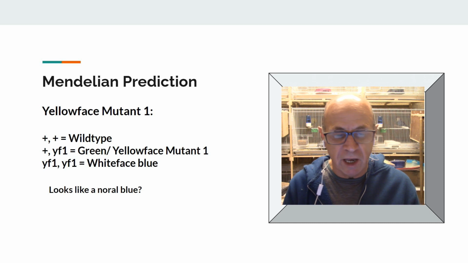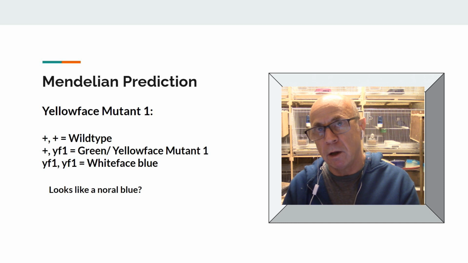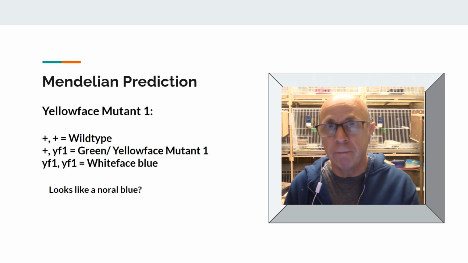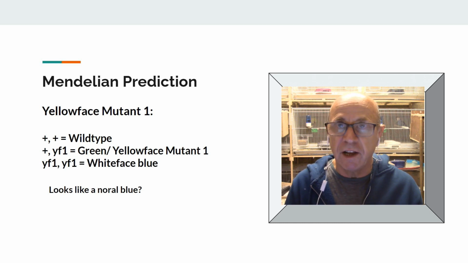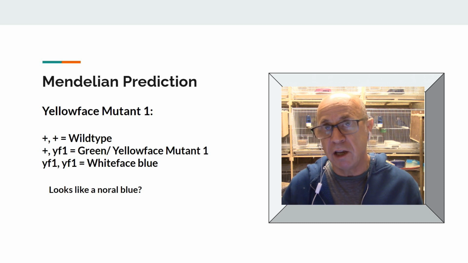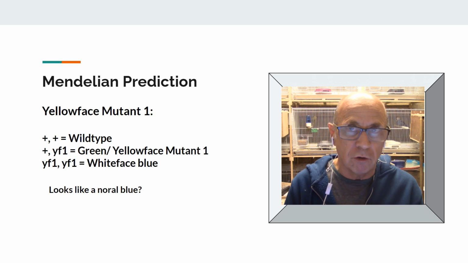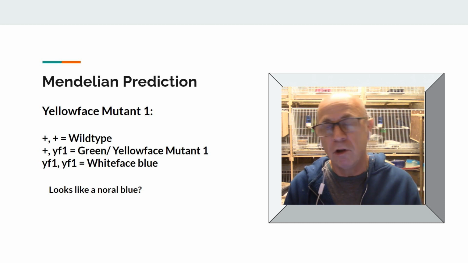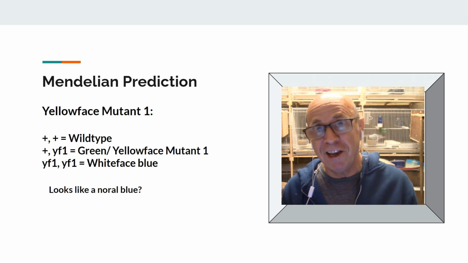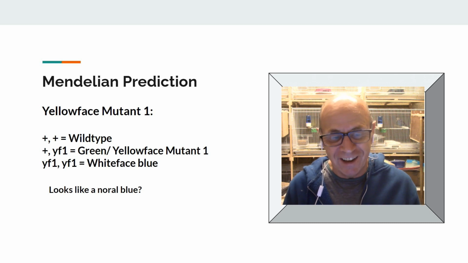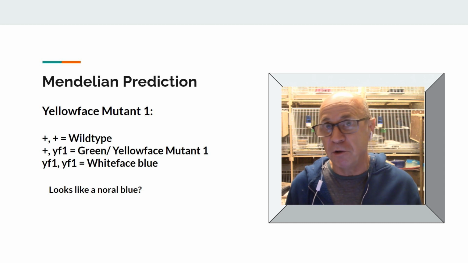The second one is where we get a wild type and one allele for the mutated Yellowface mutant 1 allele, and in that case we get in effect a green bird split for the Yellowface mutation. And finally, where we get two of the Yellowface Mutant 1 allele on the same bird. And interestingly here, we don't get a Yellowface Blue. What we actually get is a bird that looks, in effect, like a normal blue, so a white-faced blue.